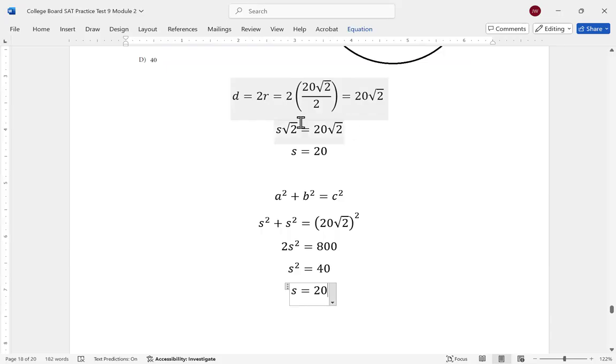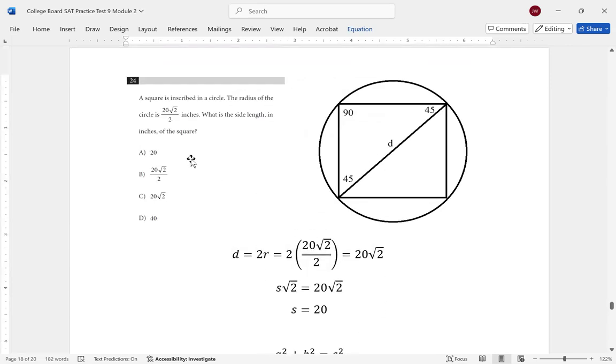So whether you want to use special right triangles or whether you want to use the Pythagorean theorem, both cases show that 20 is the length of each side of this square. So A, 20, is the answer to question 24.